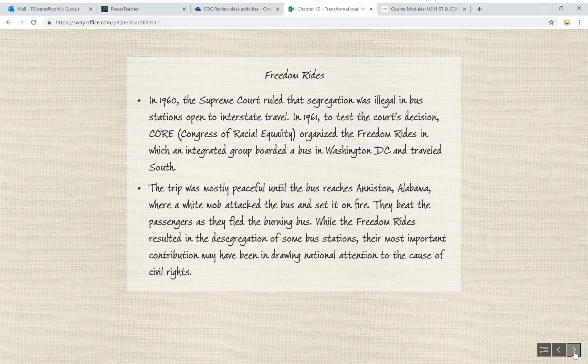Another tactic was the Freedom Rides. Now, in 1960, the Supreme Court ruled that segregation was illegal in bus stations open to interstate travel. So you've got another group, CORE, Congress of Racial Equality. They want to test that decision. They want to see how it is, are the states complying? And so they're going to organize those Freedom Rides, in which you have an integrated group of students who board a bus in Washington, D.C., and they're going to travel south. Now, listen, again, it's a bus ride. We're not talking about a Chevy Chase vacation movie here.